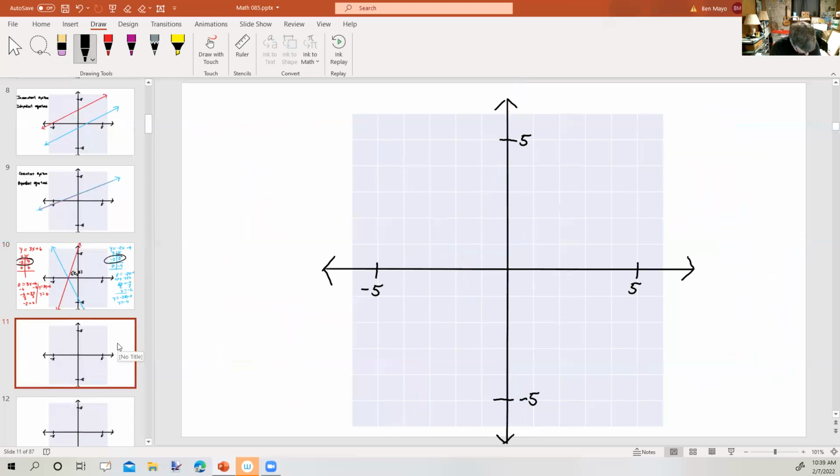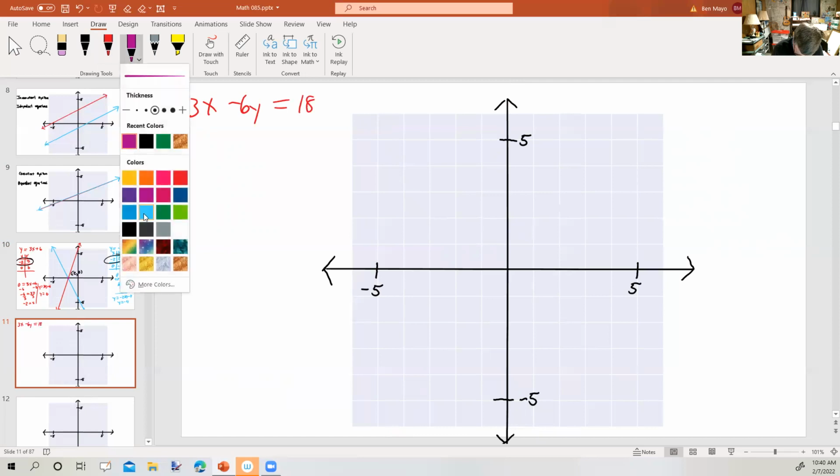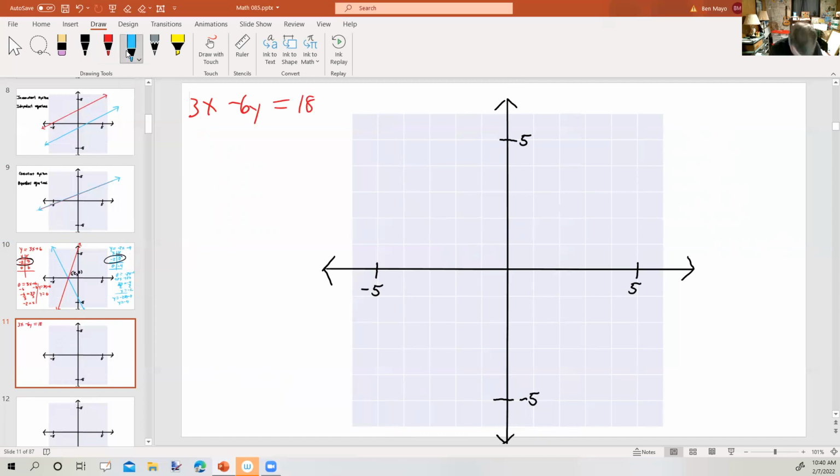And let's see here. We have 3x minus 6y equals 18, and x equals 2y plus 3. All right. Again, I'm going to go ahead and use the X and Y intercepts.